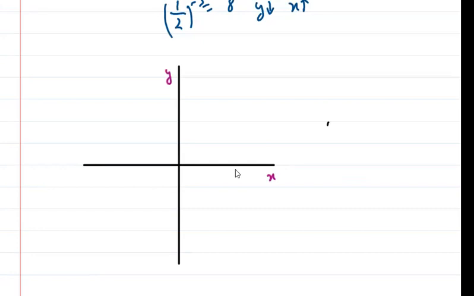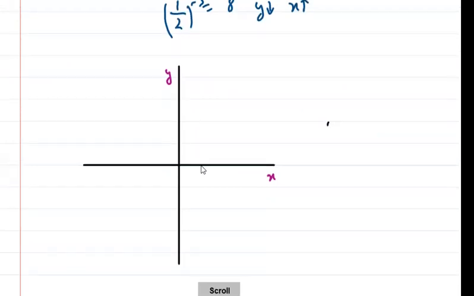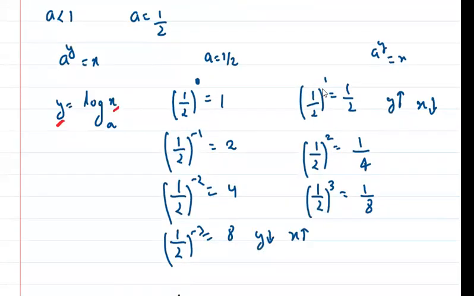Now see here, when y is 0, what is the value of x? Y is 0, what is the value of x? 1. Now see this, if y is increasing, x will decrease. Yes or no? If y is increasing, x is decreasing. And for negative y, x is increasing.